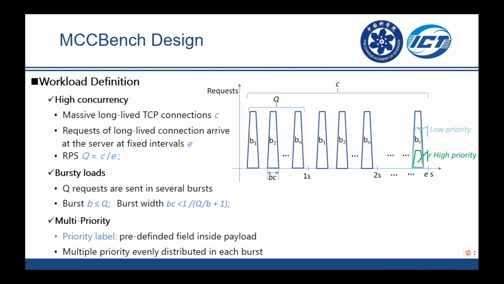First, we define the workload pattern. The request of each long-lived connection arrives at the server at a fixed interval E. Then the RPS queue is computed. To measure the server's ability in handling bursts, queued requests are sent to the server in several bursts. Generally, the burst is modified in proportion to concurrency. A burst will be sent within a limited time to ensure the aggregated pressure. Multiple priority requests are evenly distributed in each burst. The priority label is a predefined field inside the request payload.